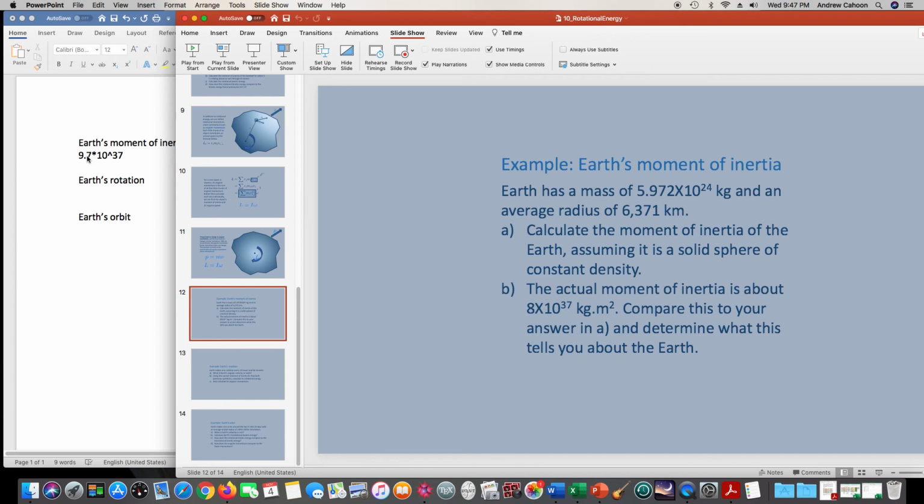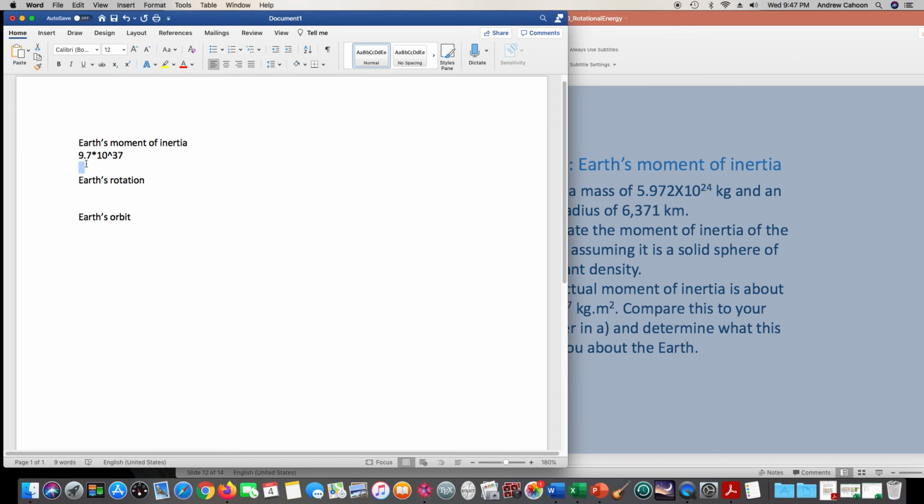That tells us that the Earth must be more dense closer to the center, less dense further away. And if you know a little bit about geology, you know that's true. Earth has an iron core, and so it is more dense at the center, less dense as you move out. And that's why the actual moment of inertia is a little bit less than what you get just from the formula, assuming that it's a solid of uniform density. So let me put the actual over here, 8.0 times 10 raised to the 37. So this is the calculated value, and this is the actual.